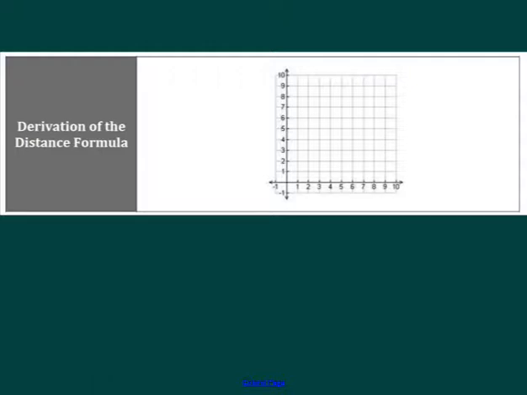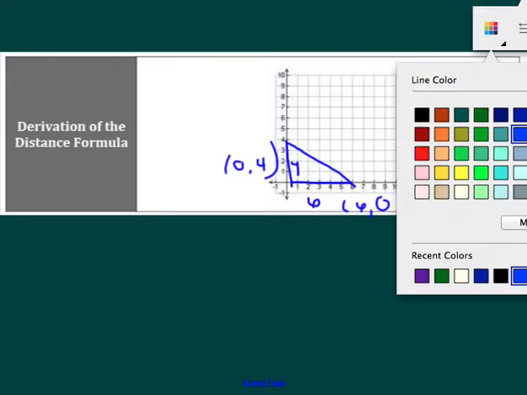So let's say we're doing this, and we're going to call this point 6, 0. And then we're going to go up 4 here, and we're going to call this point 0, 4. Okay, so there's a couple ways we can do this. I know that this distance is 6 and that this distance is 4. So what I'm going to do first is calculate this using the distance formula.